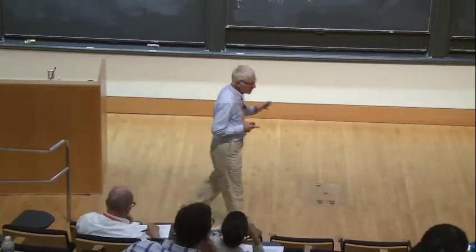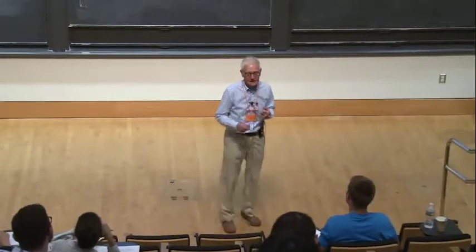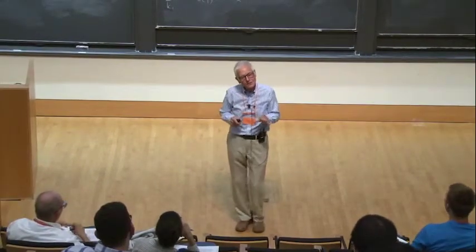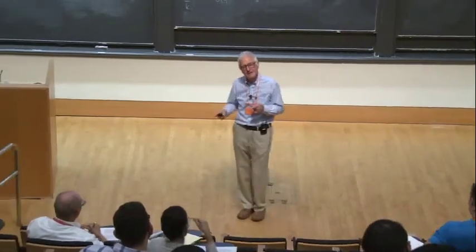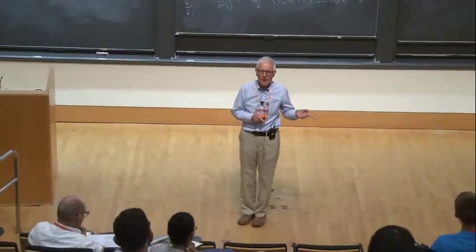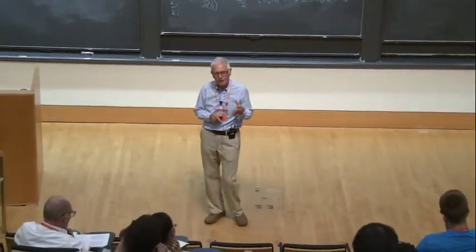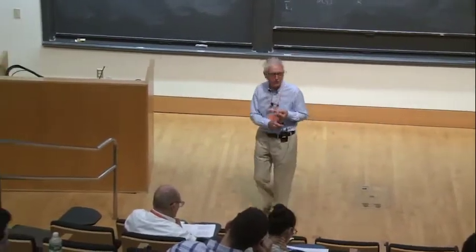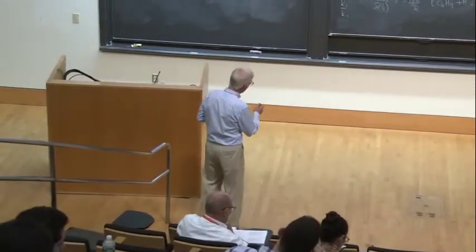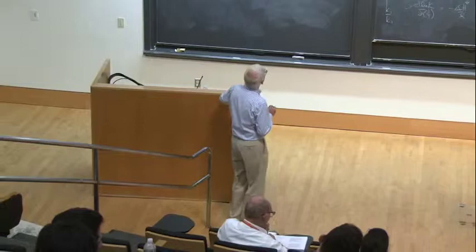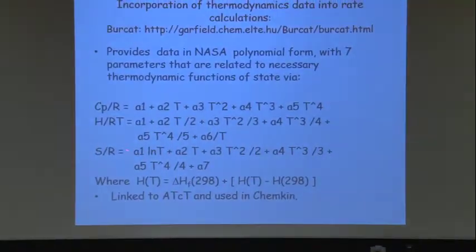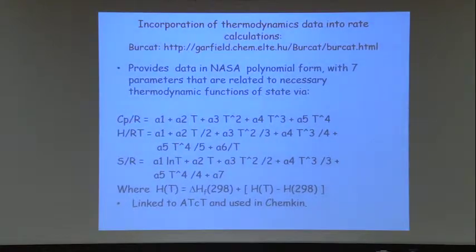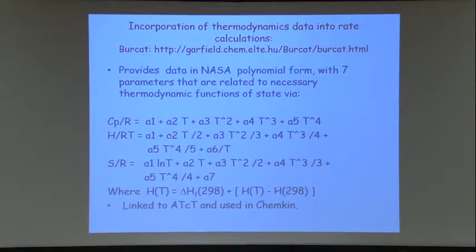It's the great thing about NASA polynomials that they give you the data directly. They should be kept up to date. But it's always quite useful to use the ATCT data and see just how well they've been updated. Make sure that for the species you're interested in, the NASA polynomials are giving you good results. Okay, so there is a set of polynomials, A1 to A7, and the heat capacity, the enthalpy, and the entropy are represented in terms of these polynomials.